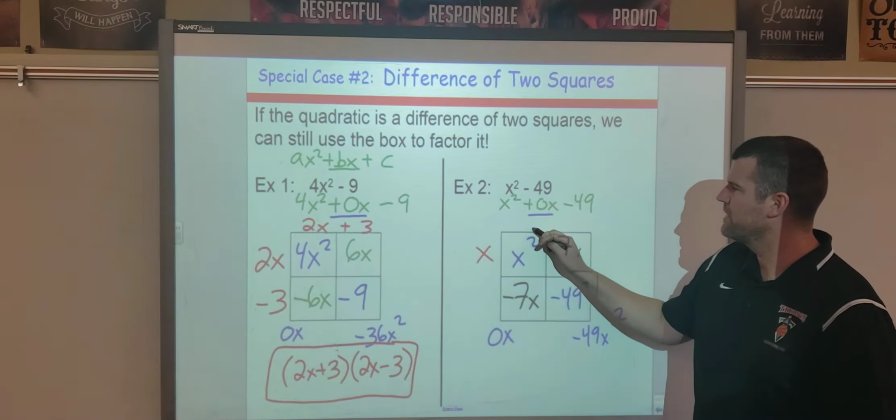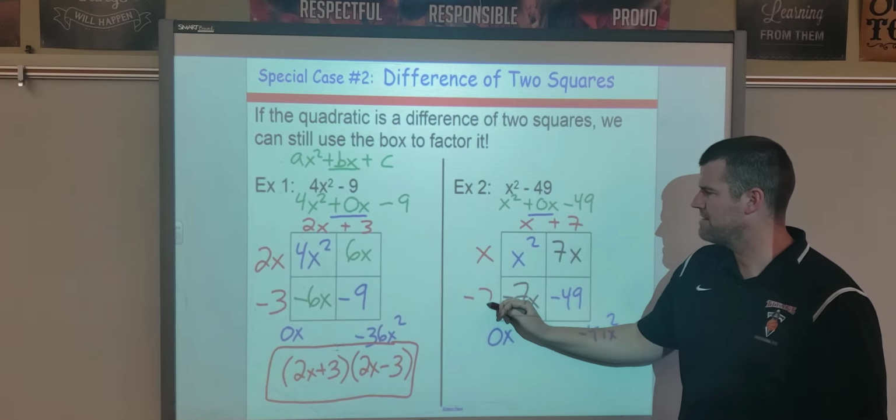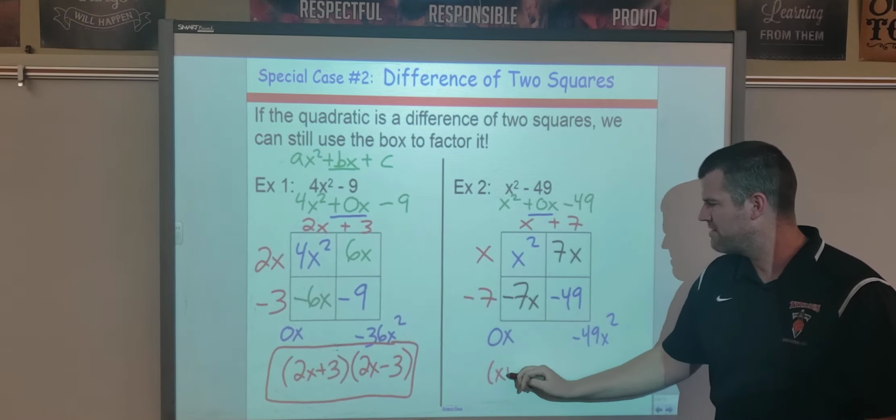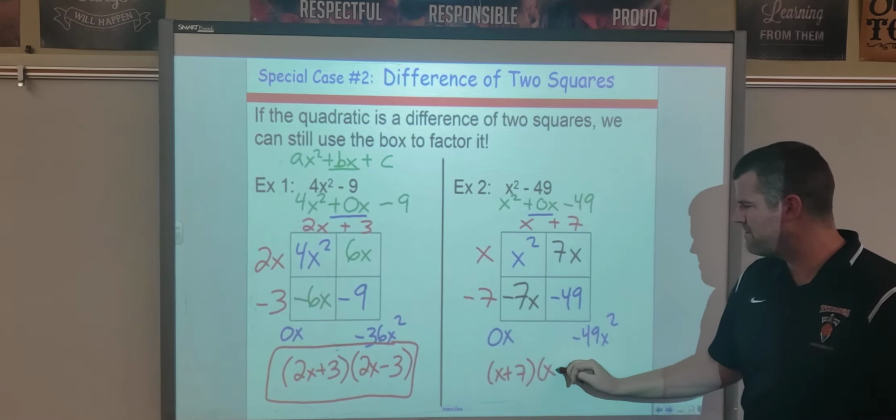To get x squared, we need another x. To get positive 7x, we need plus 7. And to get negative 7x, we need minus 7. So x plus 7 times x minus 7. So again, difference of two squares, you can factor using the box, just put a 0 in the middle.